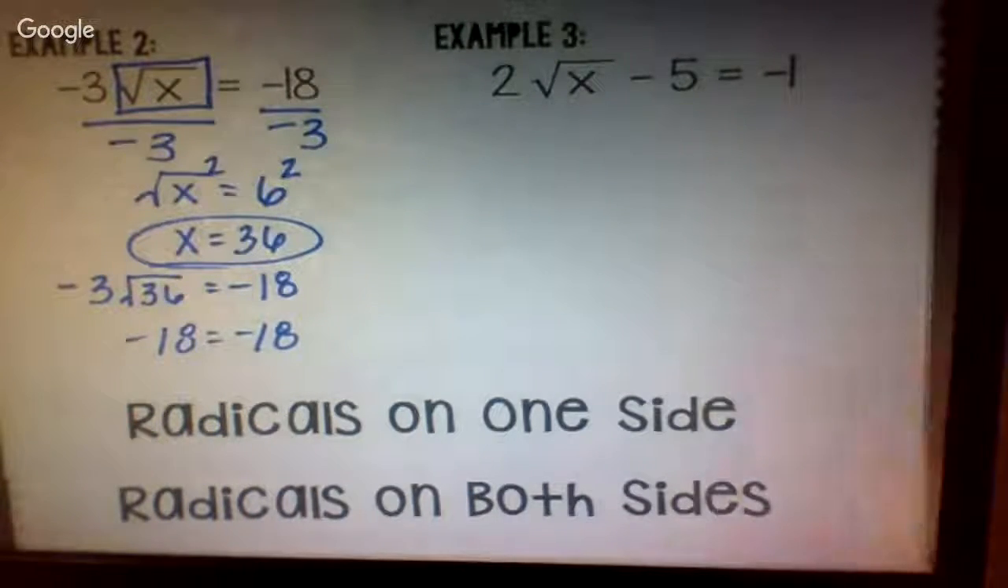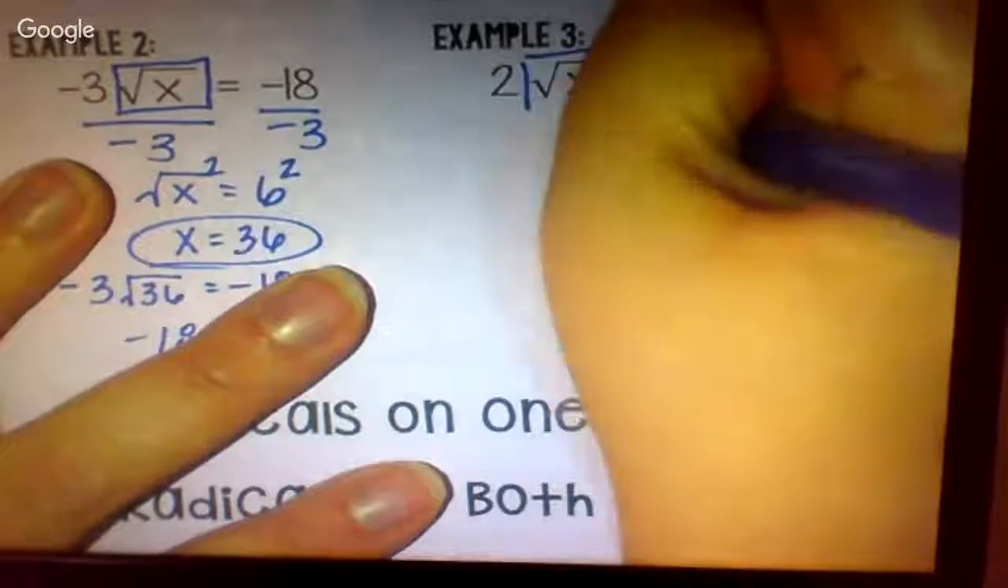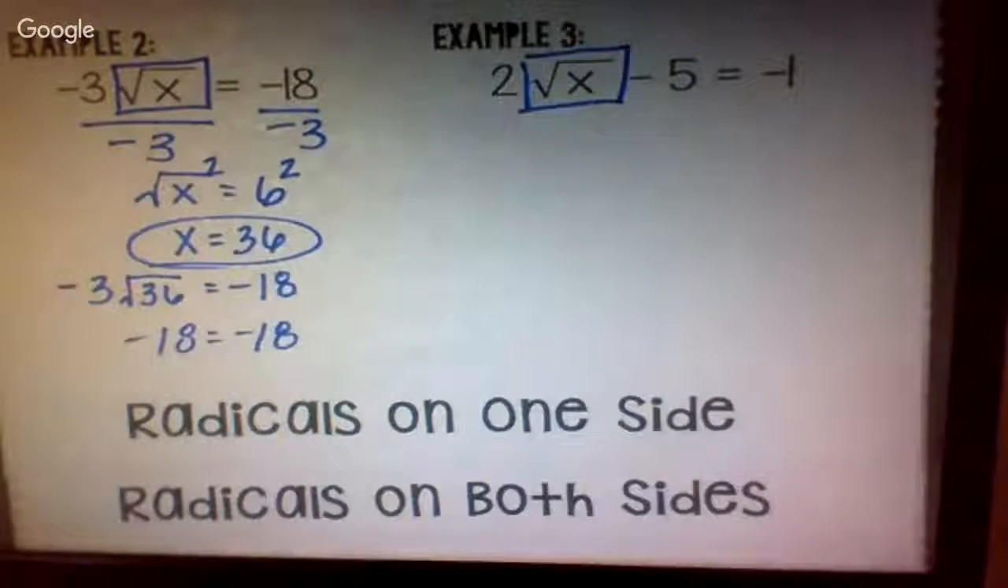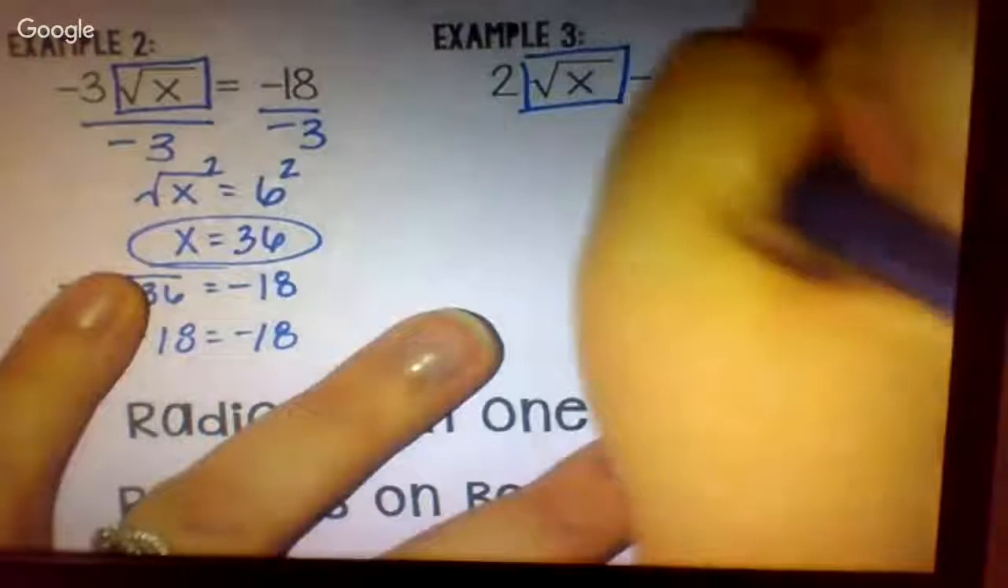Example number 3. Again, box in this square root. This time I have 2 things on the outside I need to get rid of. What has to go first? The 5. The 5 has to get rid of first. So if I have -5, I need to add it.